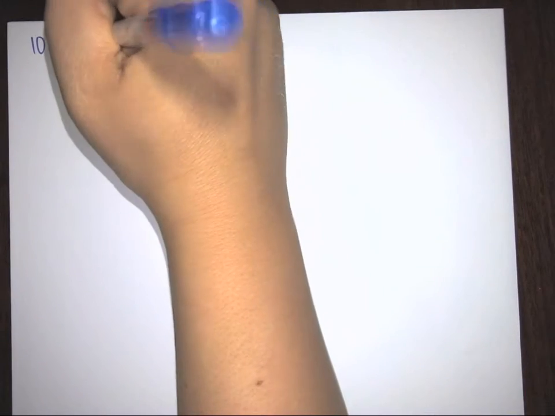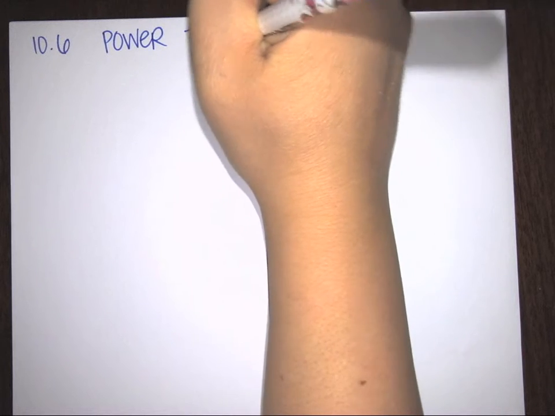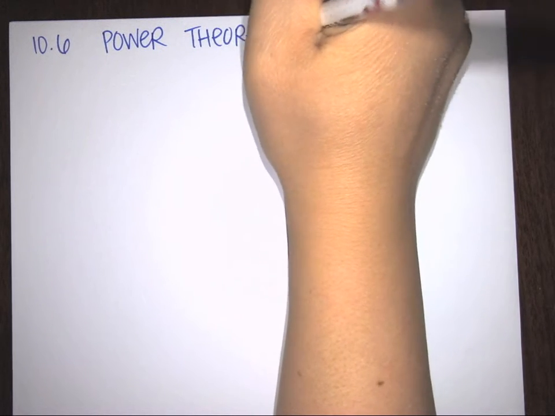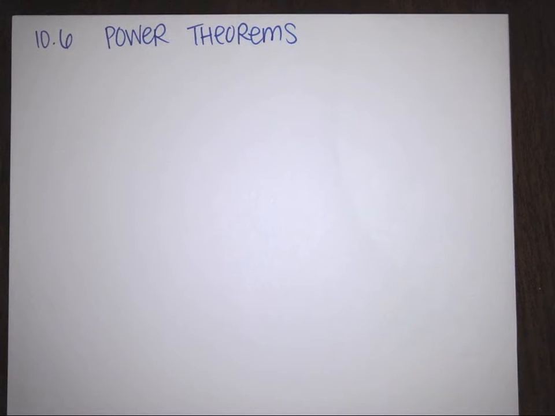So this section is 10.6, and this is a section where we're going to learn about power theorems. Up until this point, we have only talked about angles and arcs and some relationships with the segments, but we didn't learn all the segment relationships with the circles. So that's what we're going to do today. There are three power theorems.